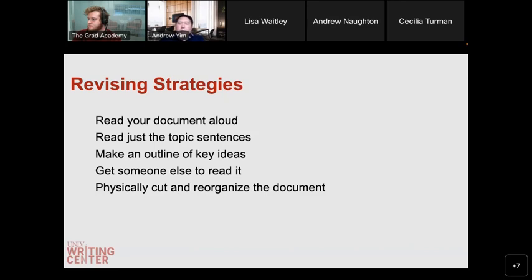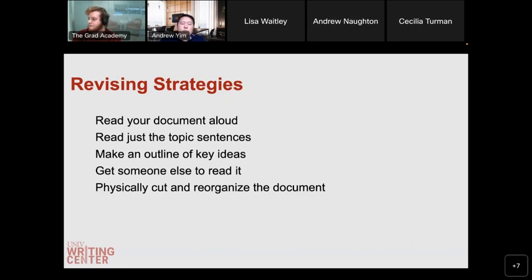Outlining can also look like writing out your subpoints. Again, someone else read it. There are studies that show that if you keep reading your paper for hours and hours and hours, there comes a point where you just hit a roadblock and you physically can't look at it anymore. So again, if you prefer or you want someone to read your paper, feel free to make a Writing Center appointment. And then finally, you can physically cut and reorganize a document.